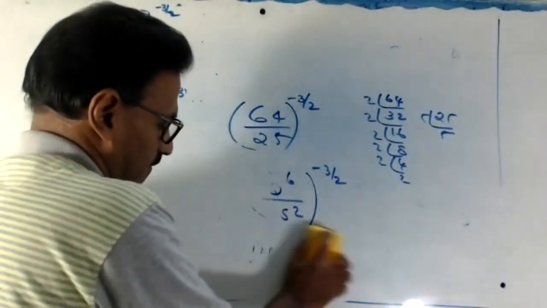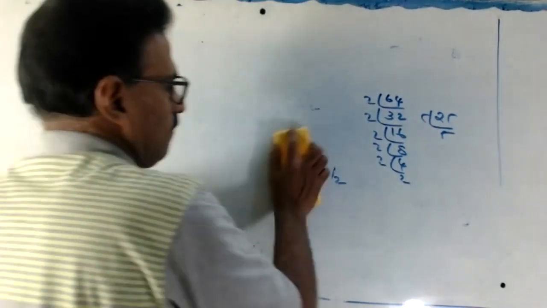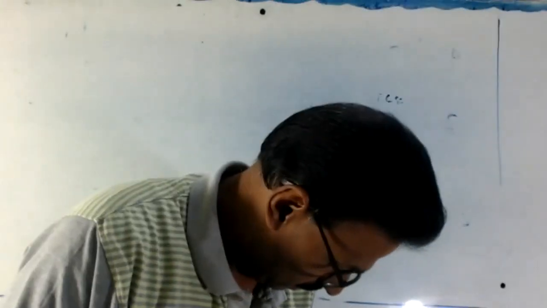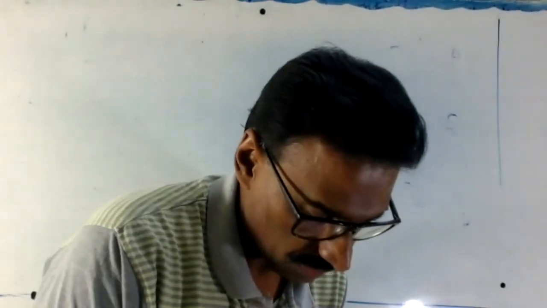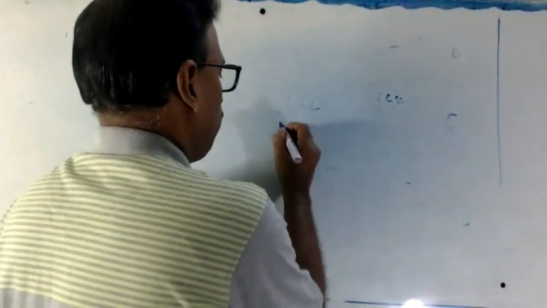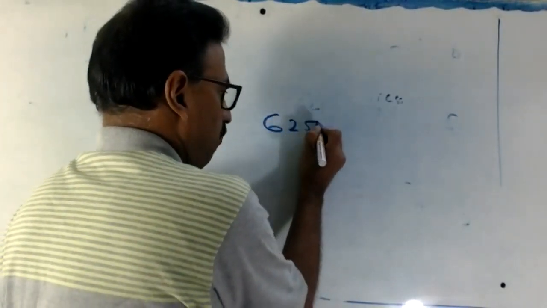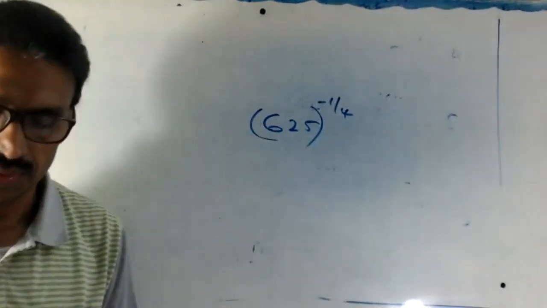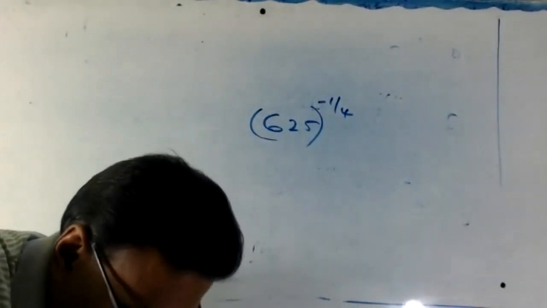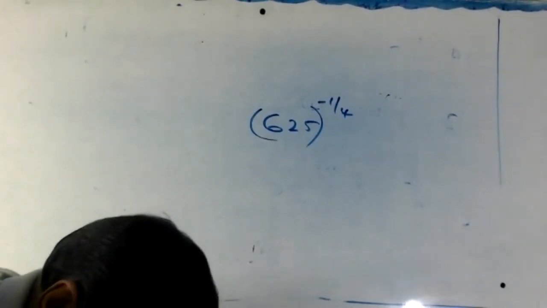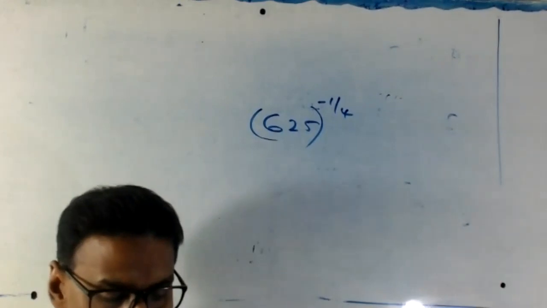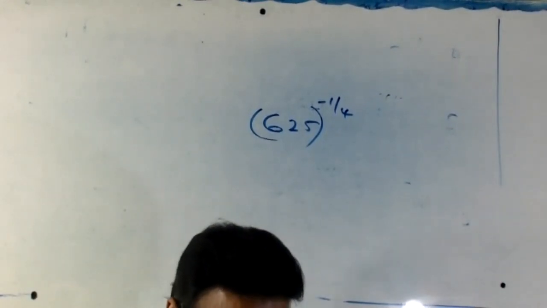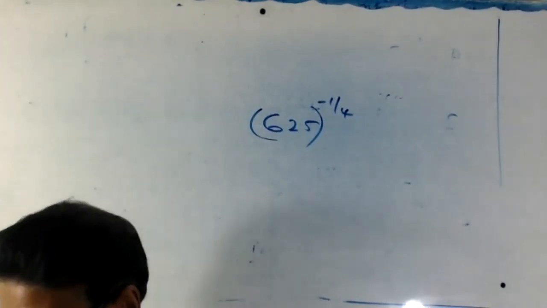Okay. Next question. Next one, right? 625 whole raised to minus 1 by 4. 625 whole raised to minus 1 by 4. Try now.